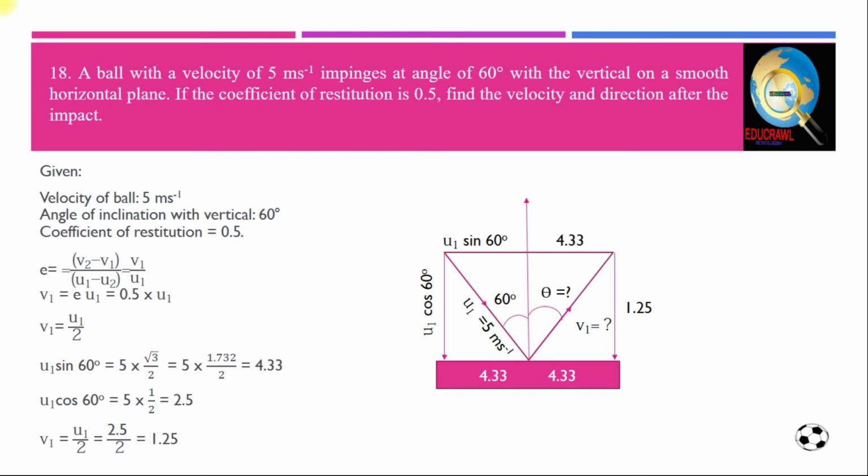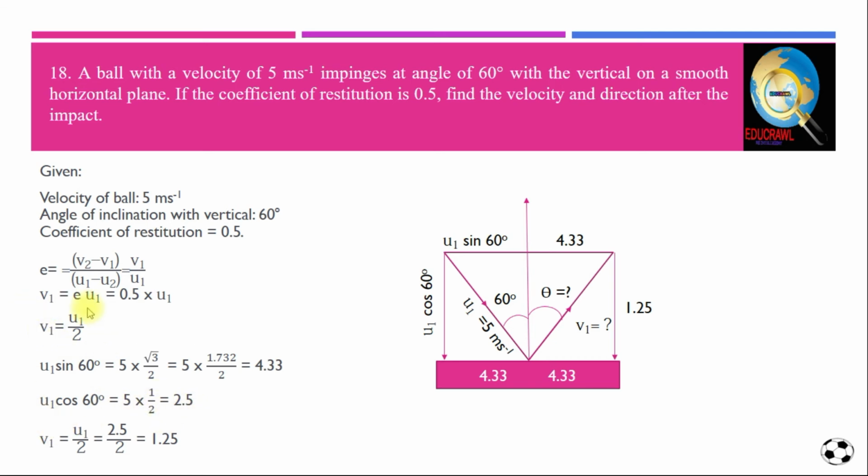Next, this U1 velocity, if you see the diagram, it is inclined at an angle 60 degree. So you can resolve this velocity into two components, which is U1 cos 60 and U1 sin 60. So these are the two components of the velocity. So we are going to find these components value. So U1 sin 60 is, U1 is equal to 5, sin 60 we know that root 3 by 2. So the value is 4.33. Similarly U1 cos 60 is 5 into cos 60, the value is 1 by 2, which is equal to 2.5.